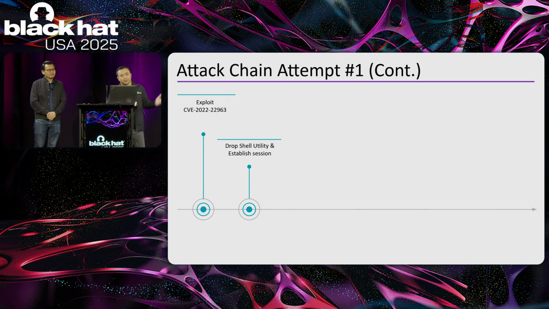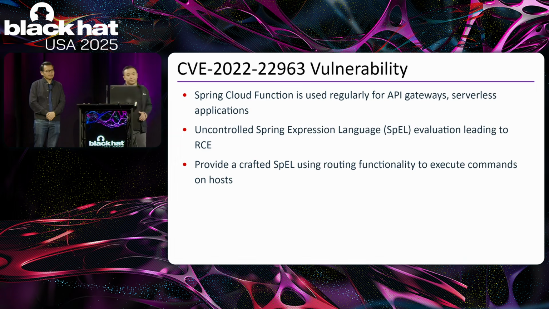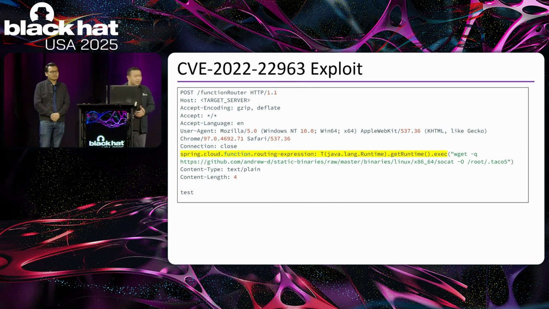So the first step of this campaign, I will need to exploit the CVE and leverage this code execution capability to drop a shell utility onto the container and establish a shell session. As I mentioned previously, Spring Cloud Function is used regularly for API gateways. This vuln particularly allows users to provide a crafted Spring Expression Language using routing functionality to execute commands on the target host. So as a result, to exploit this vuln, I can issue a request, as you can see in this snippet here, to leverage this routing functionality to execute a command on the container.